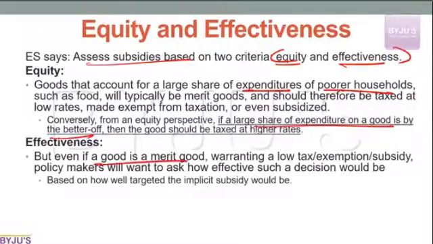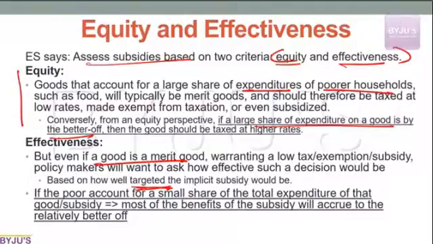Probably not. Effectiveness means even if a good is a merit good, which means it actually deserves a tax exemption or a subsidy, how effective is the subsidy? This depends on targeting. So equity is all about whether it's required or not, whether it's a merit good or not, merit, demerit, etc. We have discussed in the tablet. So again, a merit good is something that actually deserves a subsidy, and a demerit good does not deserve a subsidy. So only a merit good should get a subsidy in the first place. But can we target properly or not is the next question.